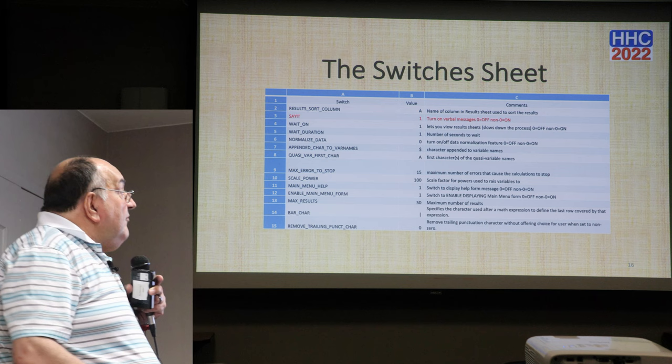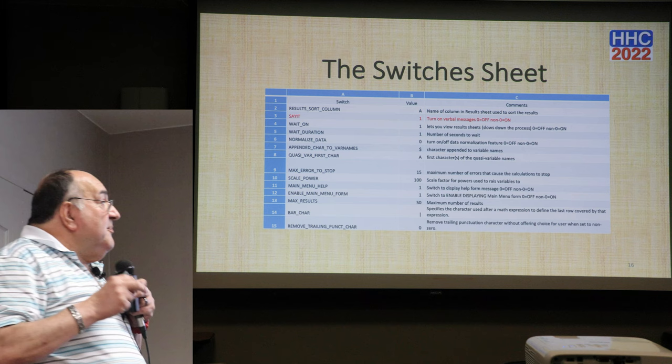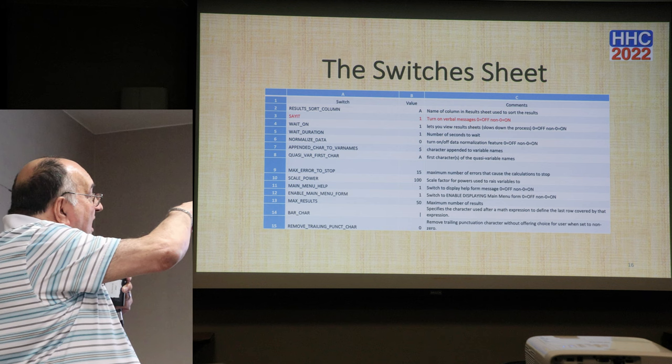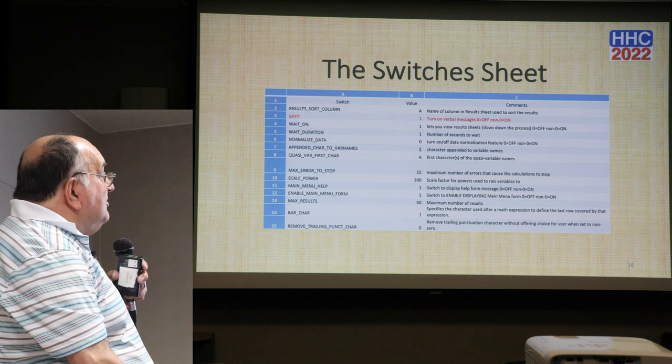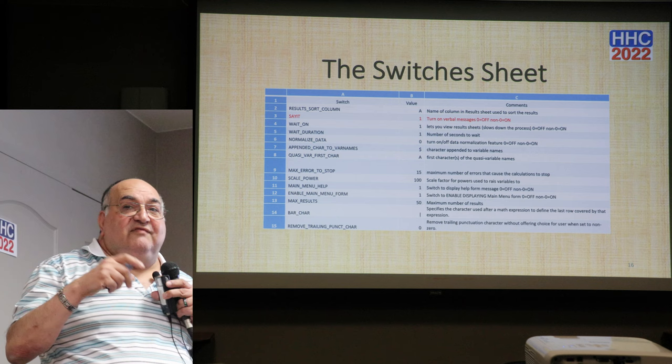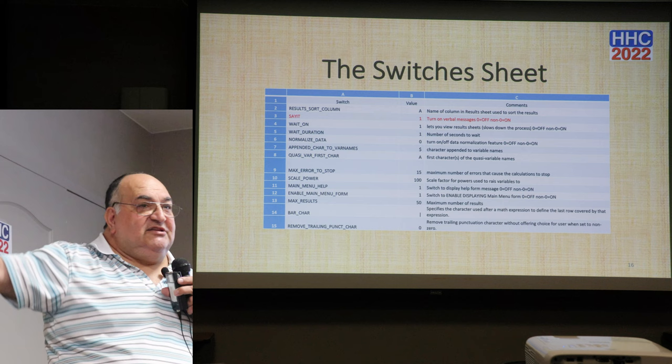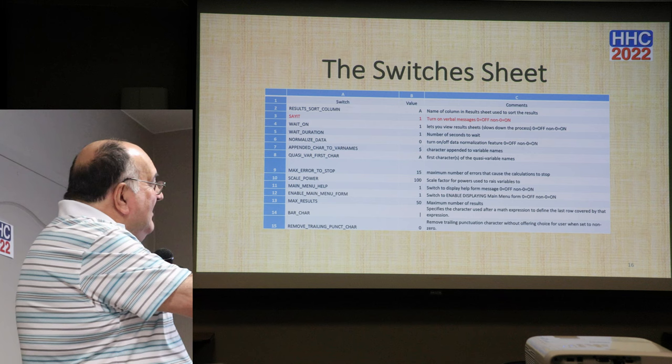Each program has the switches sheet, and that's where it's very important. These have switch values and comments on what they do. In the program, the names in column A are what you actually find in the listings. These are the names of the constants. The first one is the result sort column, usually column A, and I will show you. That's the one where you have the adjusted R-square values. Column B will have the F statistics. You can use that to sort the data, and you set it in the switch.